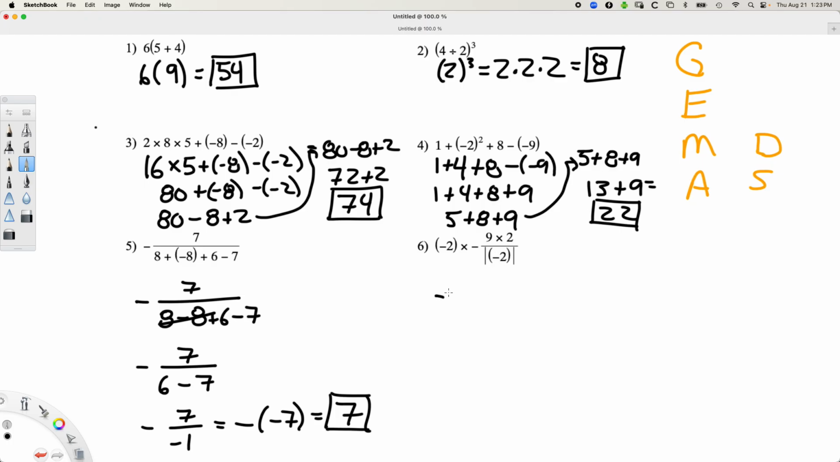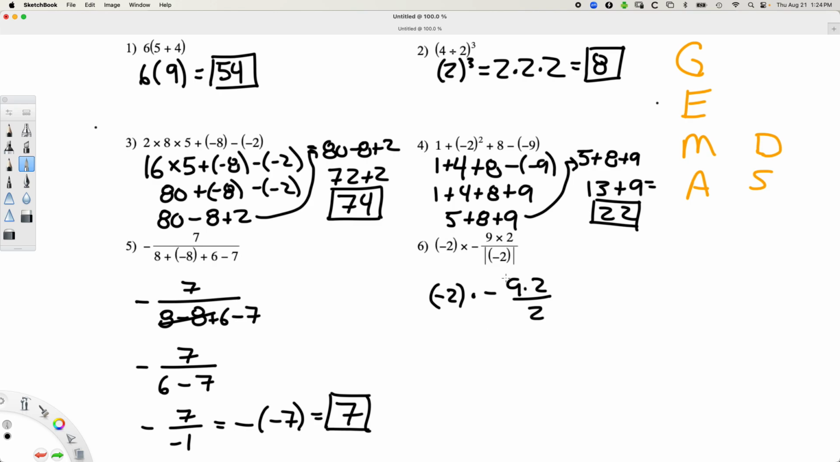So, -2 times -9 times 2 over the absolute value of -2 is 2. Okay, now, do I have any more grouping? No. Do I have any exponents? No. Do I have any multiplication division? Yes, that's what we're going to do next.